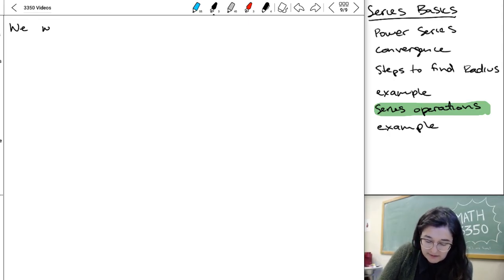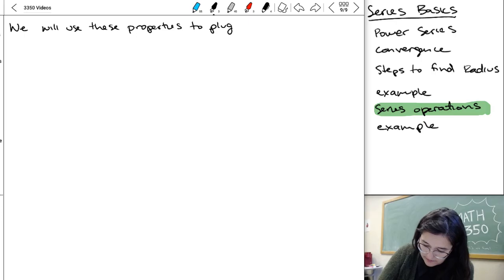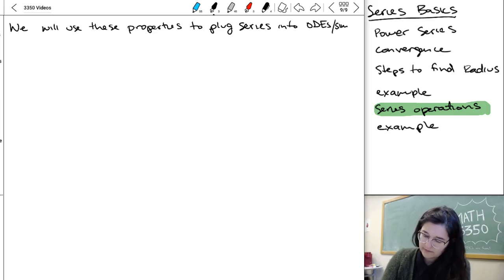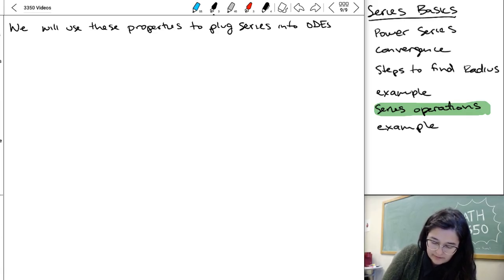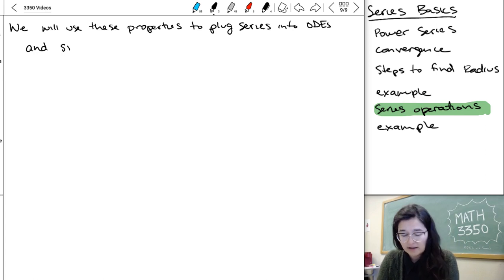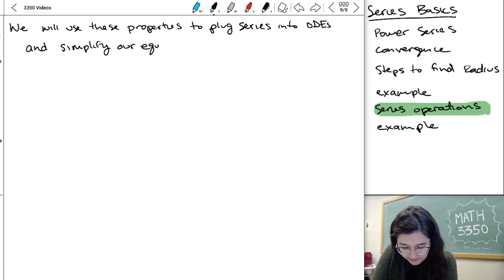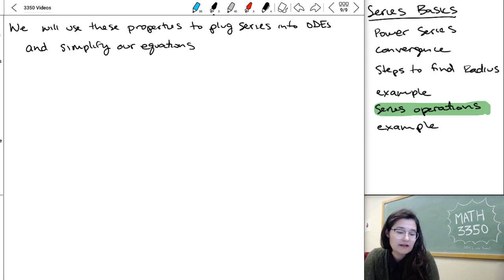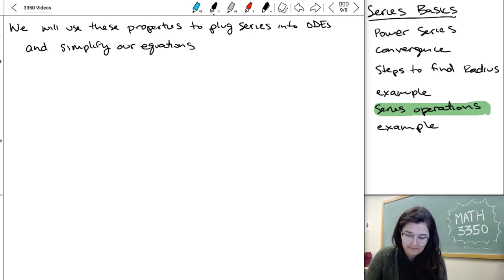The reason we're covering this is because we will use these properties to plug series into our ODEs. We need to know y, y prime, y double prime, and to simplify our equations I might need to add series or subtract them, so that's why I need to know how to do arithmetic on them.